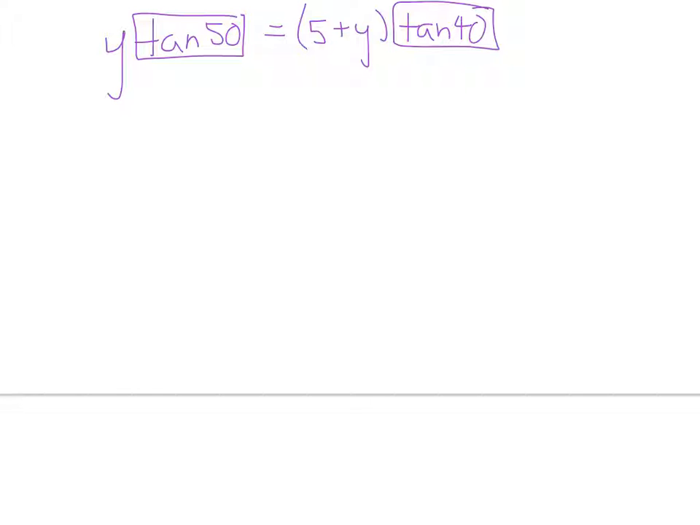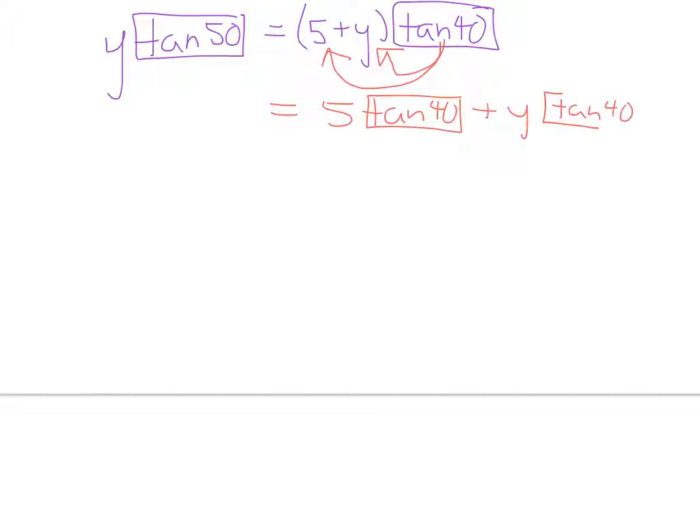If we think about having to solve for y, we can use the distributive property on this side. And we can distribute that tangent of 40. And we have 5 times the tangent of 40 plus y times the tangent of 40. I'm just keeping that tangent of 40 in a box because that 40 and that tangent cannot be separated, just like on the other side, the y and the tangent of 50.